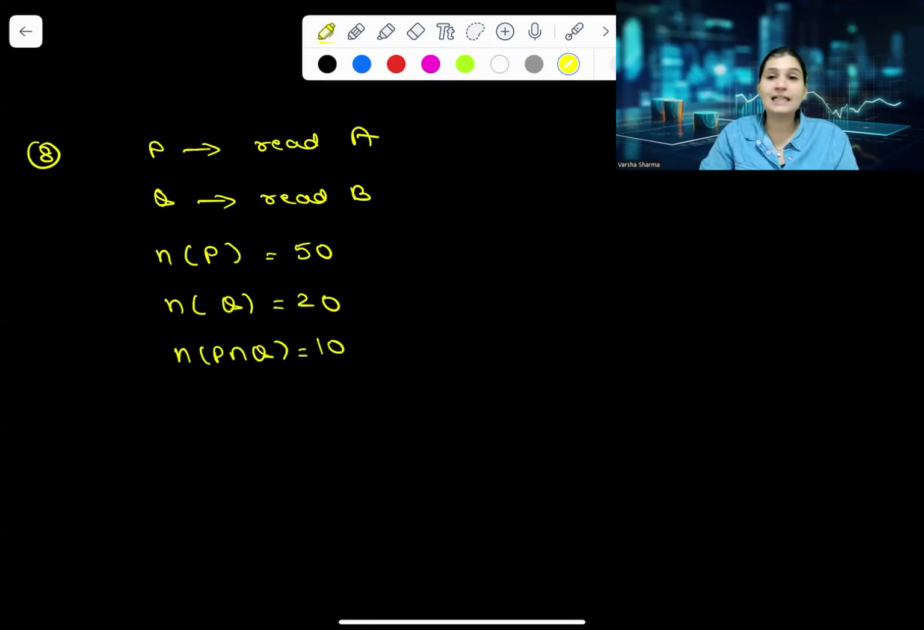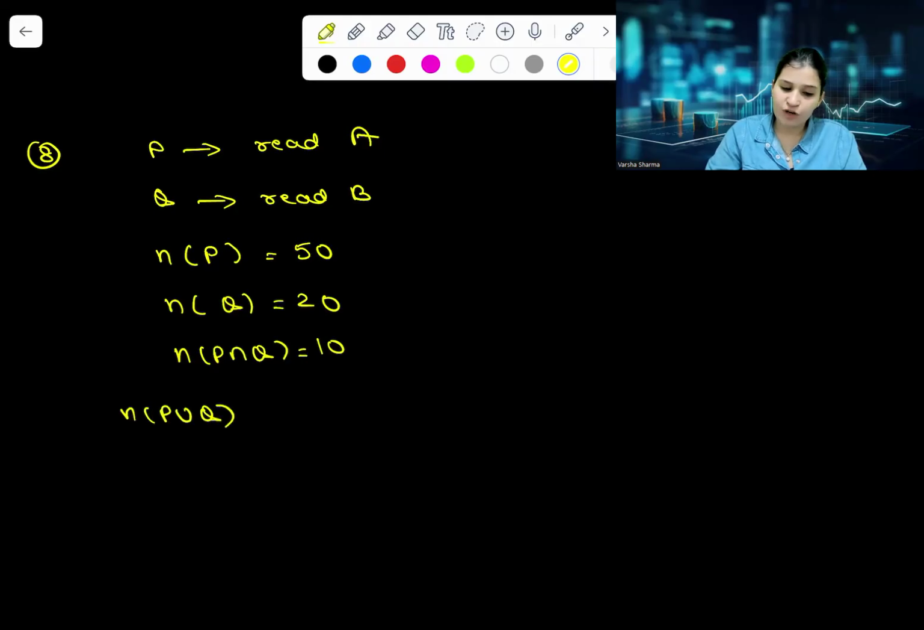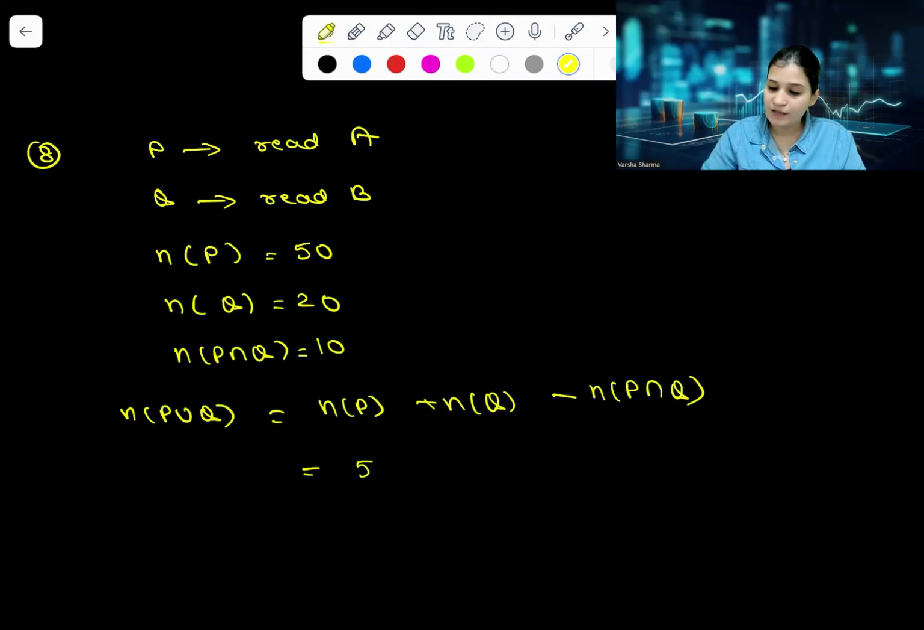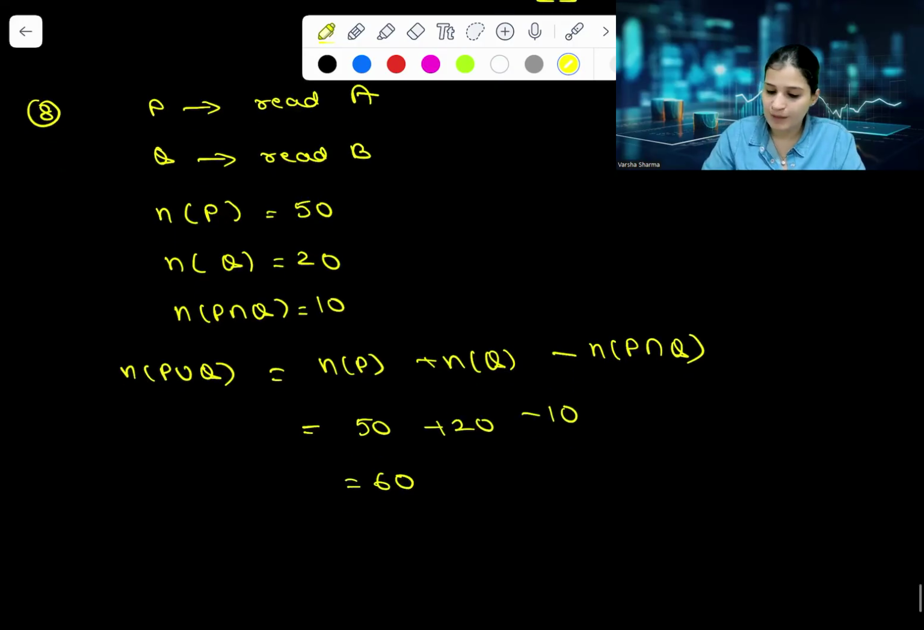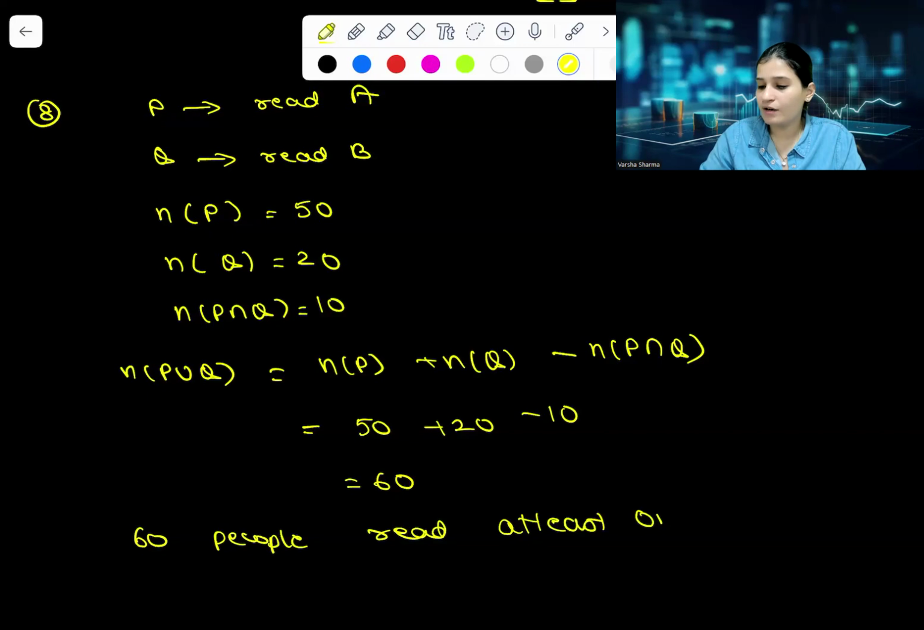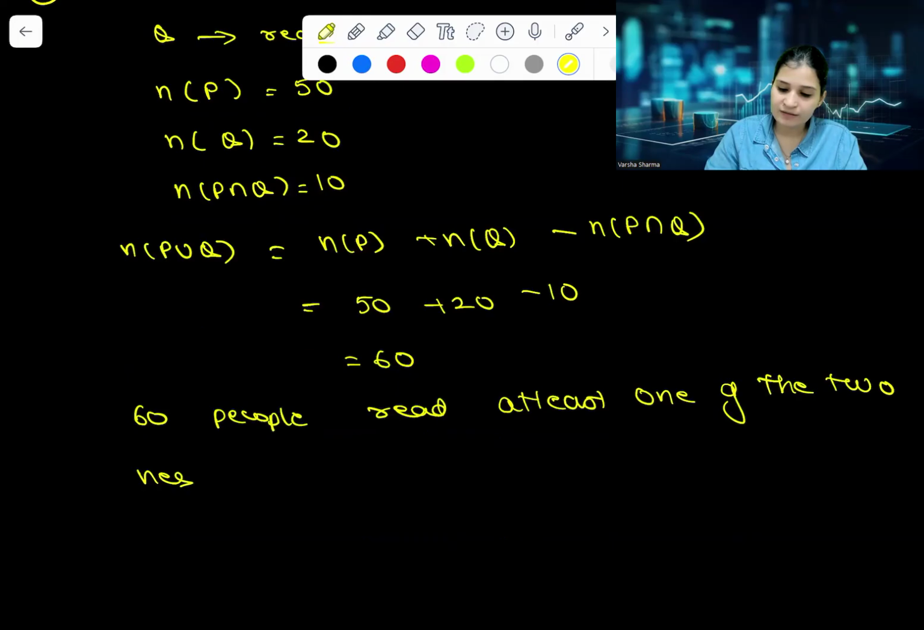So what we want to find is at least one. At least one is union. So n of P union Q formula: n of P plus n of Q minus n of P intersection Q. 50 plus 20 minus 10, that is 60. So 60 people read at least one of the two newspapers. Clear? Is it correct, everyone? Yes, ma'am.